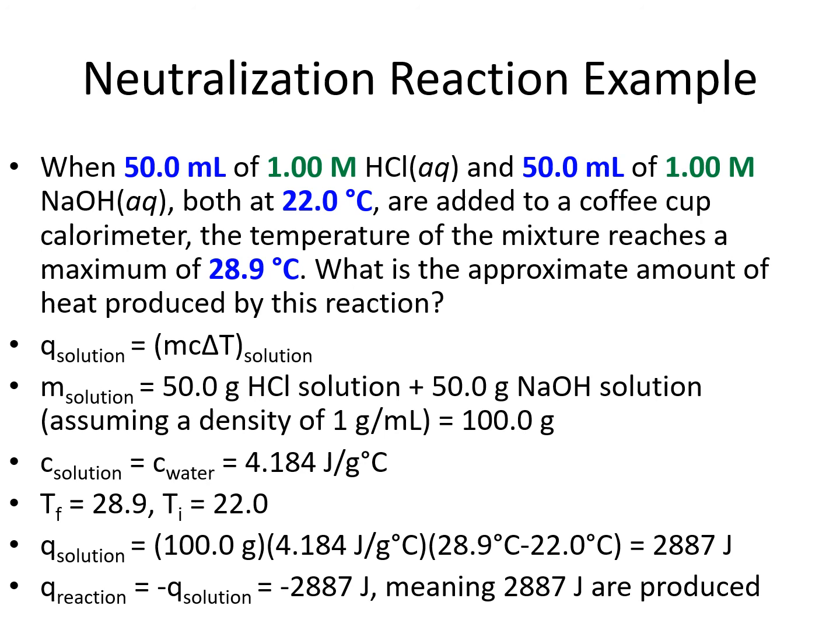Again, the reaction has the opposite sign of the Q of the solution. So it is negative 2,887 joules. Heat goes out of the reaction and into the solution. We could say that 2,887 joules are produced by the reaction. Although the Q for the reaction is negative 2,887 joules, we report the amount produced as a positive number. The signs are mostly there to tell us the direction of the transfer.